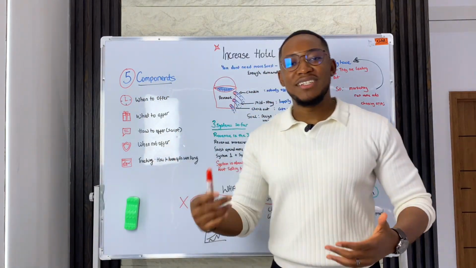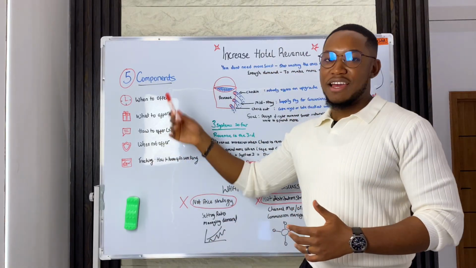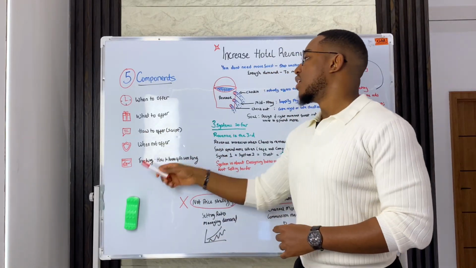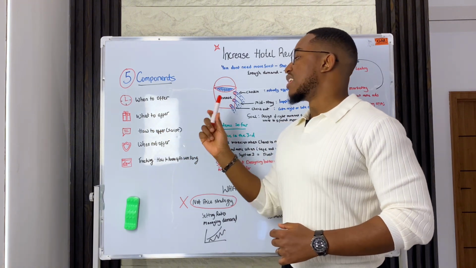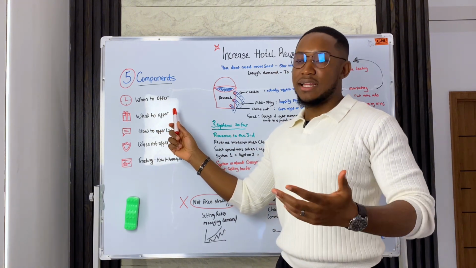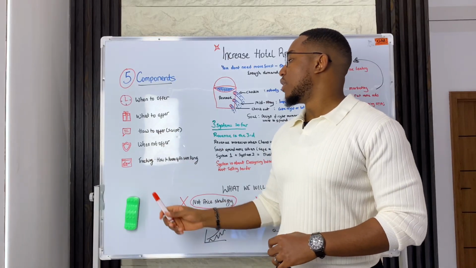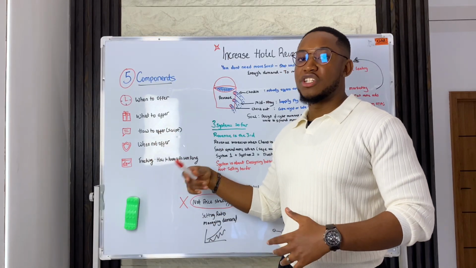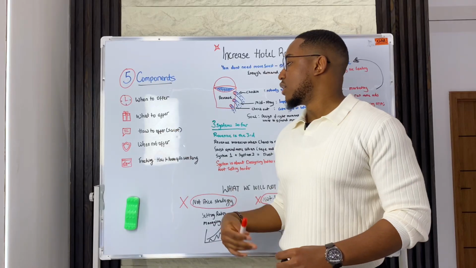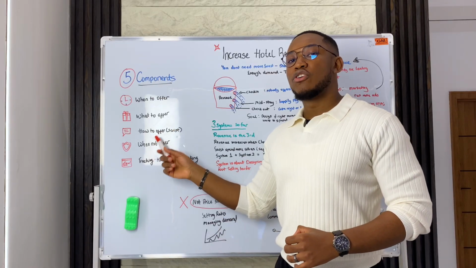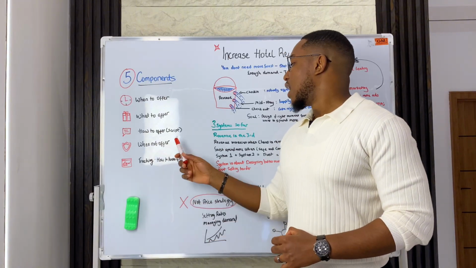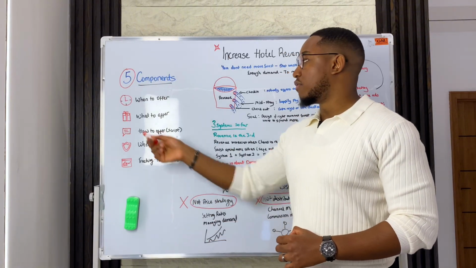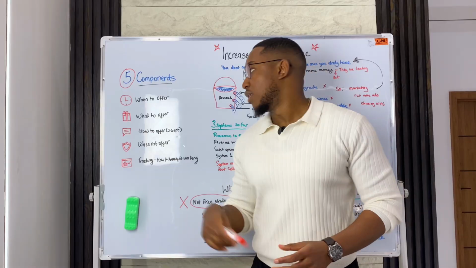So if you're familiar with my steps already, you already know I always have 5 components to everything I talk about. Now, the first component we're going to talk about is when to make an offer. The second one is what to offer exactly to your guests. The third one is going to be how to make an offer, which is basically providing your staff with a script. Next one is going to be when not to offer. And the last one is going to be tracking, how to know if all of these systems are working. So let's begin with the first one.